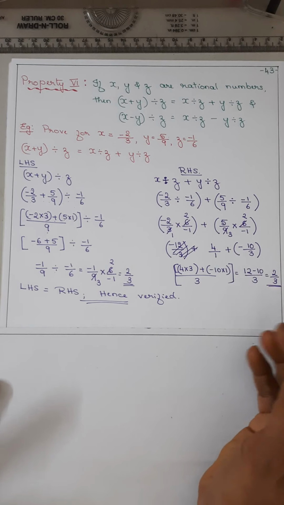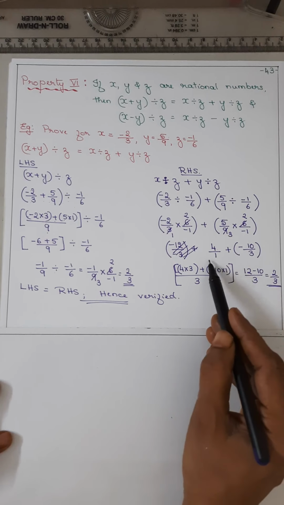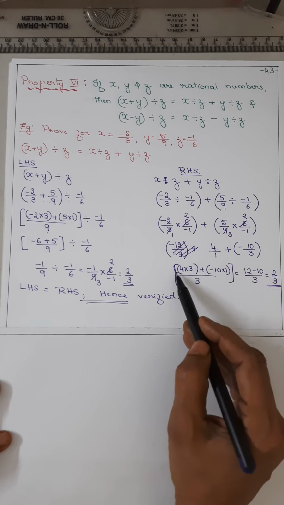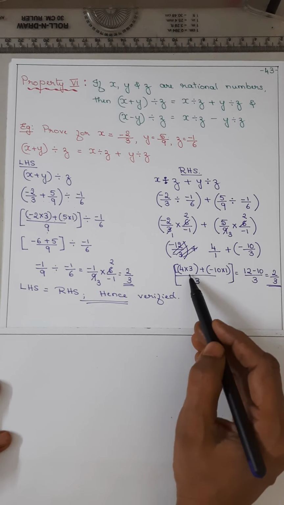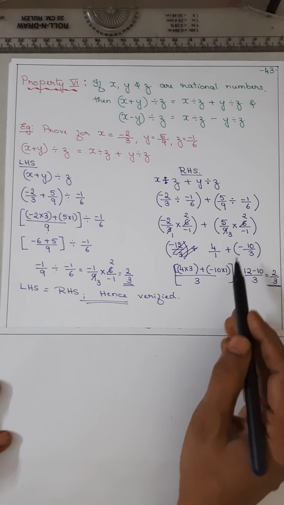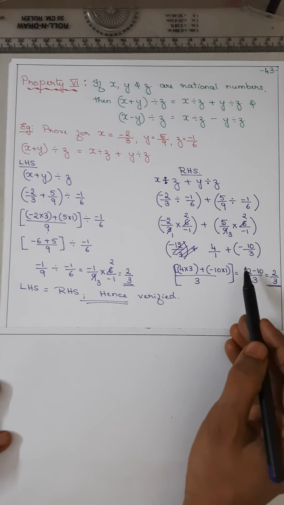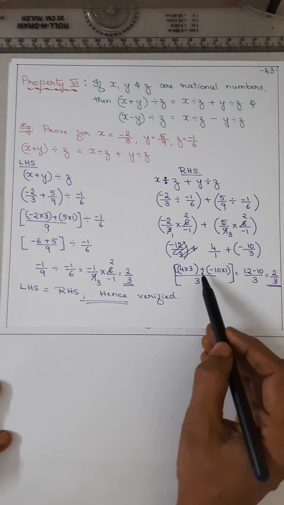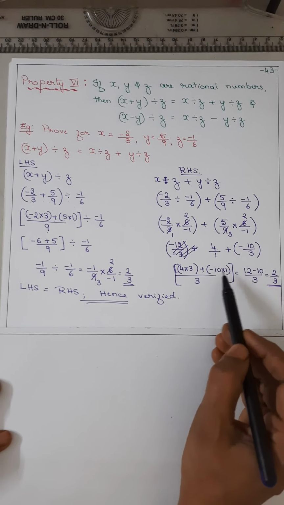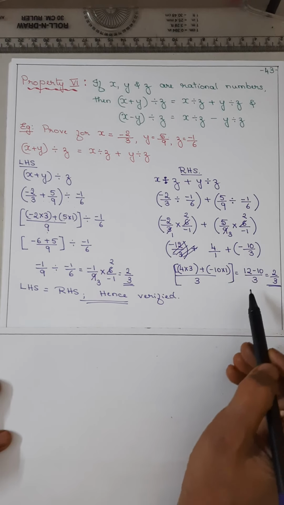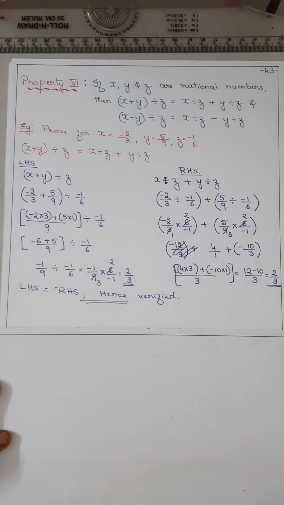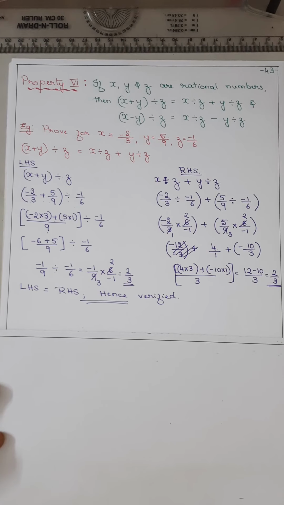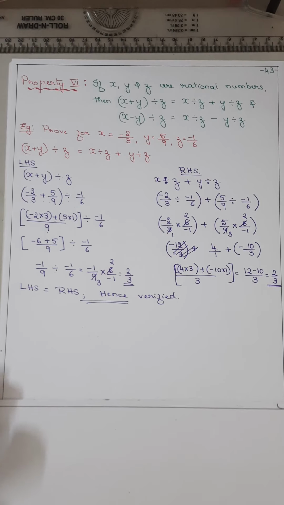What do we do? Take the LCM. So the LCM of 1 and 3 is 3. In the numerator there is 4; 1 times how much makes 3? 3. Plus minus 10. 3 times how much makes 3? 1. Now 4 3s are 12, plus minus 10, 1 times is 10, upon 3. So it is 2 by 3. So both the answers are same. LHS is equal to RHS, hence verified.